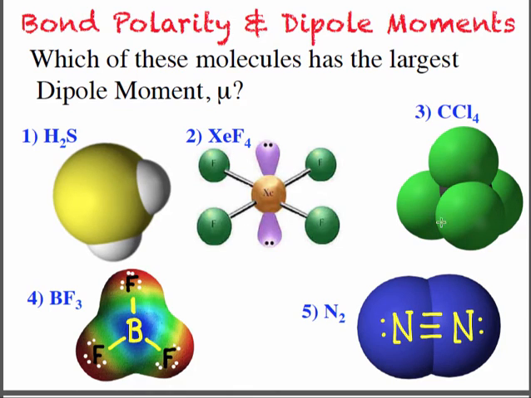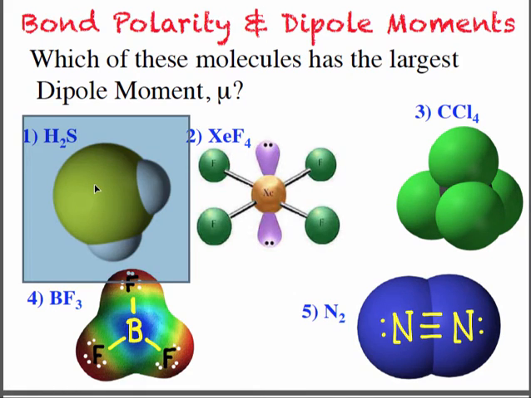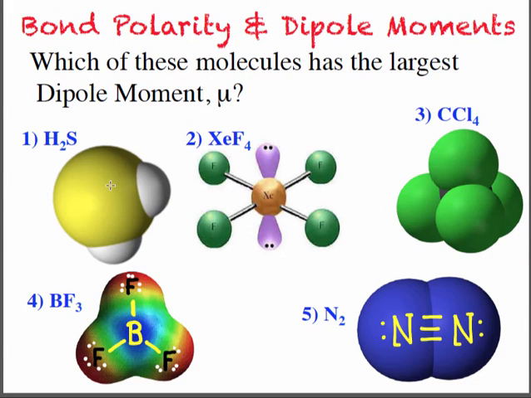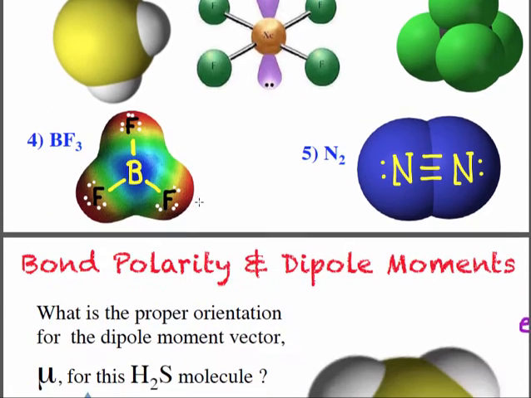This is very non-polar, not lopsided. No dipole moment here either, because this is not geometrically, three-dimensionally lopsided. Same for BF3, just like we looked at BH3 a second ago. But this one, hydrogen sulfide, H2S, has the largest dipole moment. All the rest of them actually have a zero dipole moment.